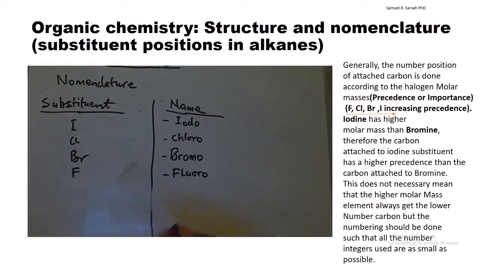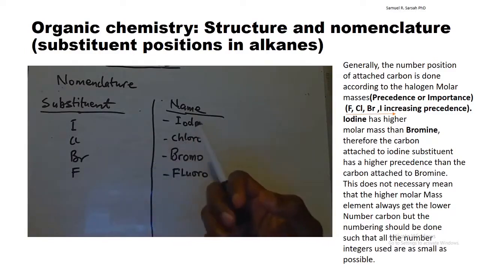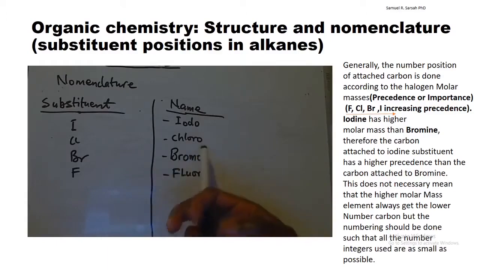So these are other substituents that I've just listed, halogens, but there are other groups. If the halogen is iodine, the substituent name will be iodo, chlorine will be chloro, bromine will be bromo, fluorine will be fluoro.